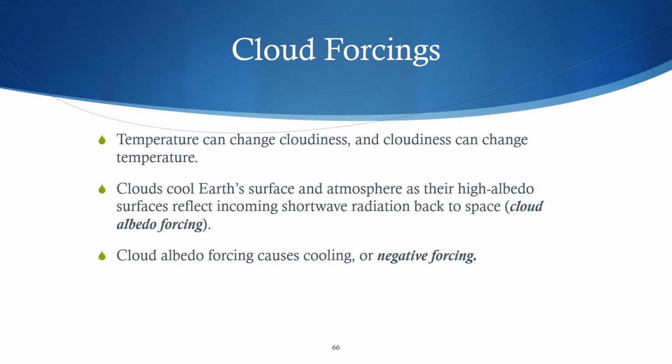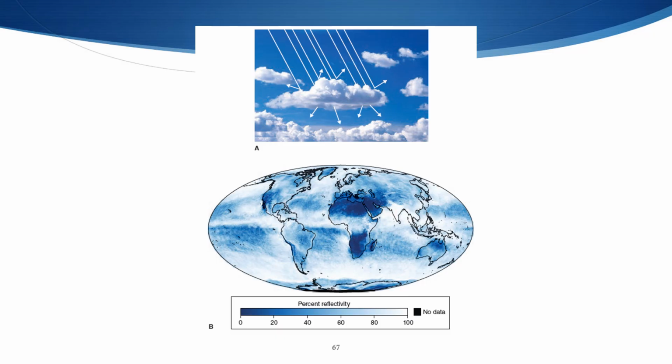So clouds will cool the Earth's surface and atmosphere through something we call the high albedo cloud forcing effect. This is what happens when cloud surfaces, the tops of the clouds rather, when I say surfaces, I mean the tops of the clouds, reflect that incoming shortwave radiation back out to space. That has a cooling effect. That is the cloud albedo forcing. This is a negative forcing, and we'll get into what that means in just a second.